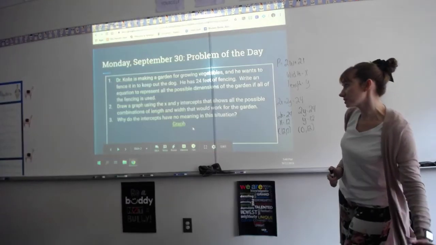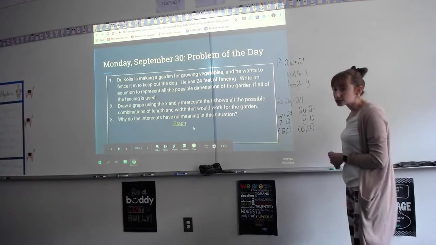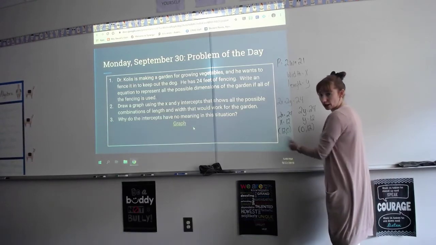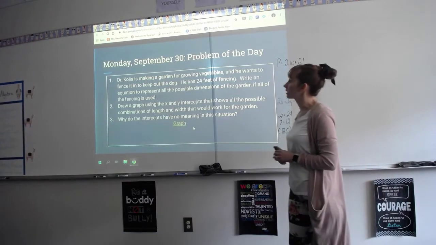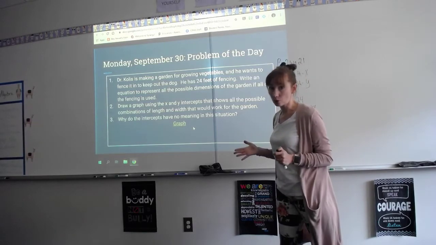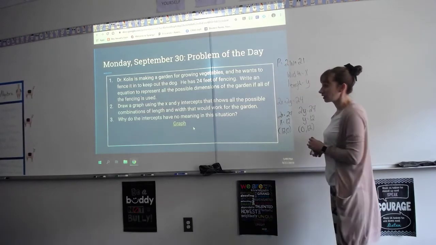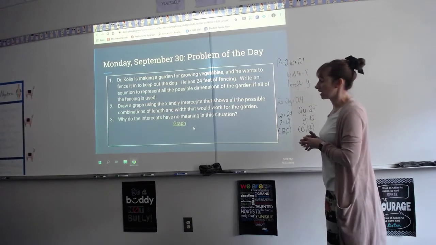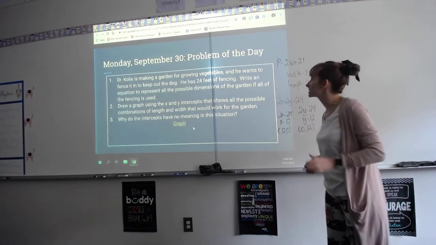So why do the intercepts have no meaning in this situation? Well, can you have a length without a width and actually fence in your garden? No. And can you have a width without a length and actually fence in your garden? No. So these intercepts have no meaning because they just don't make any sense.